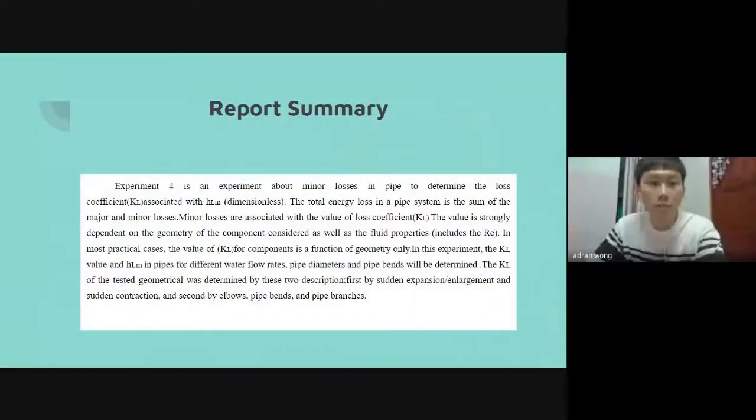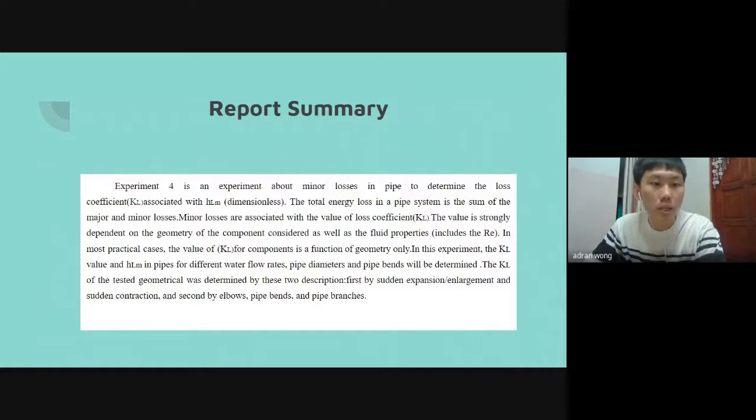The summary of this report. Experiment 4 is an experiment about minor losses in pipe to determine the loss coefficient KL associated with HLM. The total energy loss in a pipe system is the sum of the major and minor losses. Minor losses are associated with the value of loss coefficient KL.